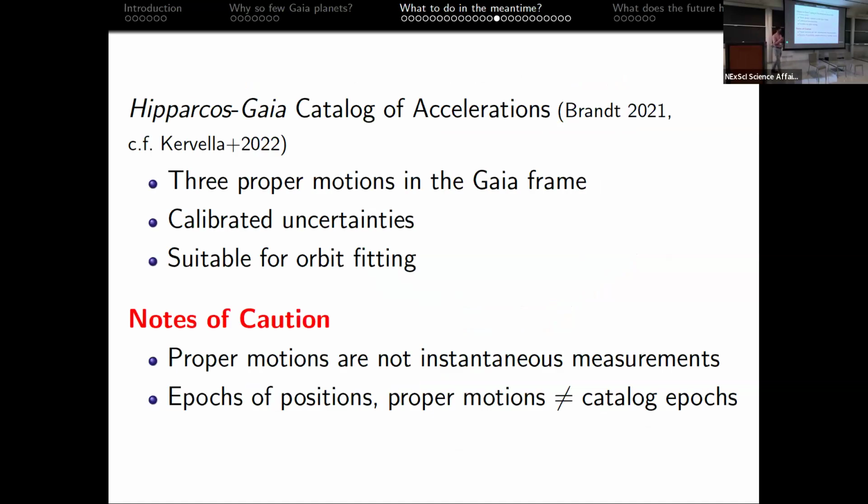Okay. And the catalog with these changes in proper motion is what you'll be using in the hands-on activity. There's a similar one by Pierre Kervella that I also want to acknowledge. A couple notes of caution that I won't dwell on here, but when you're actually using these, it's important to keep in mind that they're not true velocities, that they really are things that are a little bit more complicated. And so you do have to be a little bit careful in some cases.